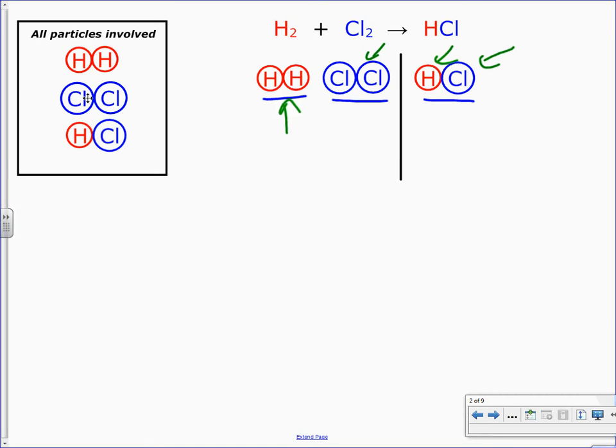If you think back to earlier in the year, we talked about the law of conservation of mass. We should have the same number of atoms on the left as we do on the right. Basically what that means is if you have two hydrogens on the left, there should be two hydrogens on the right, but you only have one. So what we're going to do today is work on balancing these equations.